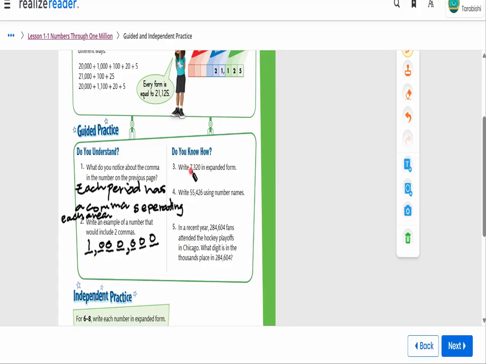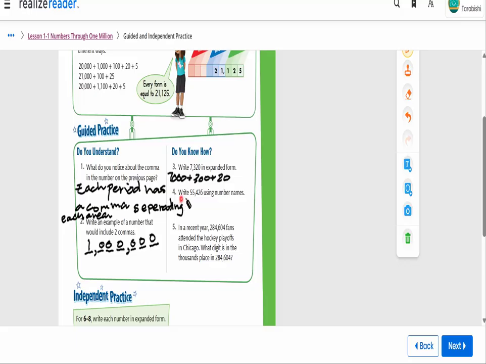For number three, it says write 7,320 in expanded form. So don't forget, when we're talking about regular expanded form, we're going to start with the regular place value. So we'll do 7,000 plus 300 plus 20. And there's nothing in the ones place, so I don't need to add anything else.